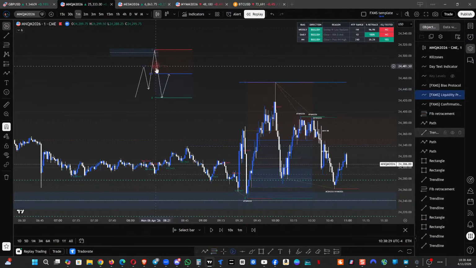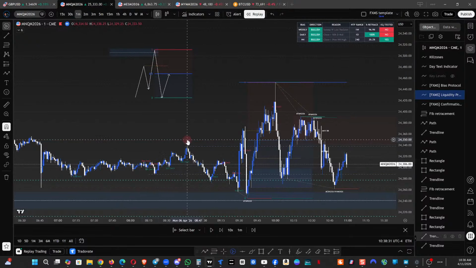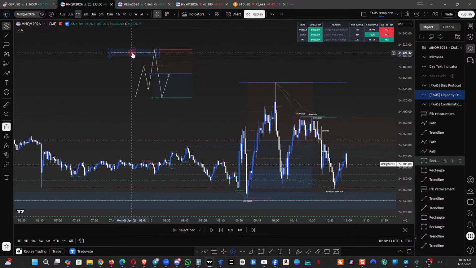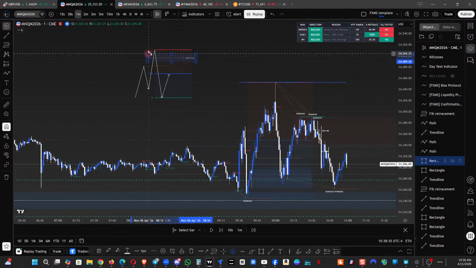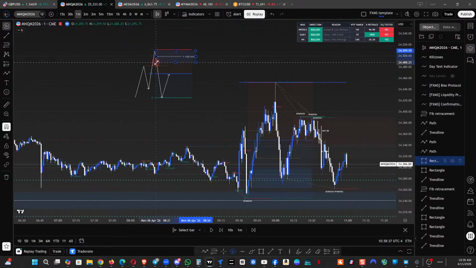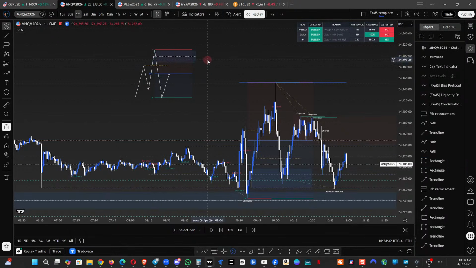Okay, now inside here in the premium, since this is a short setup, right, there's going to be a lower time frame order block, imbalance, something in here, okay, in this premium. That's going to be your targets you want to see.